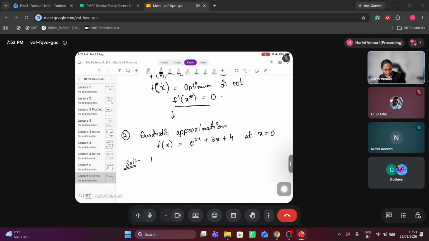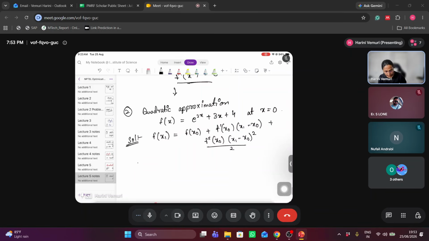So, how will we do the approximation? F of x1 equal to f of x naught plus f dash of x naught into x1 minus x naught plus f double dash of x naught into x1 minus x naught whole square by 2. So f of 0 value is e power 0, which is 1, so 1 plus 4, 5.